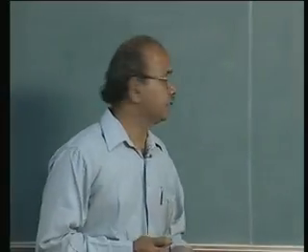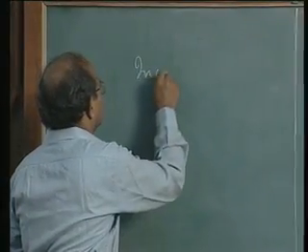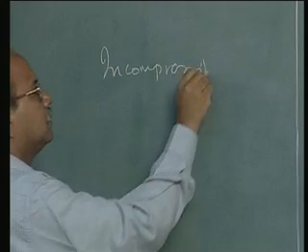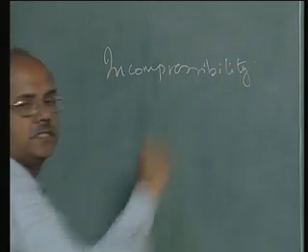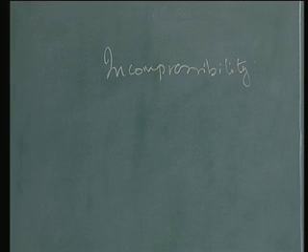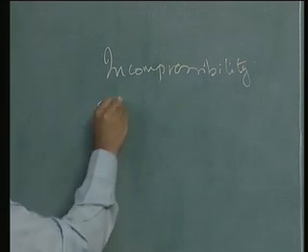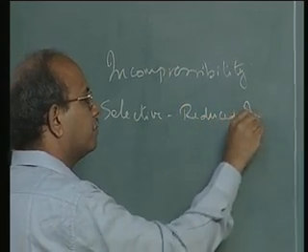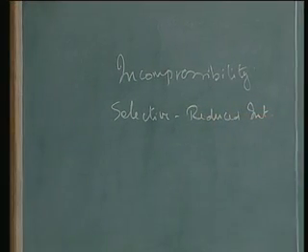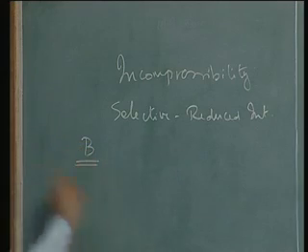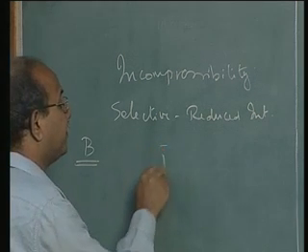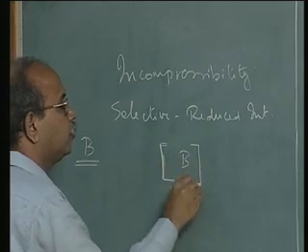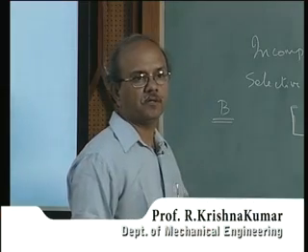In the last class, we were looking at how to deal with incompressibility. In that process, we saw that one of the things that we can do is to do a selective reduced integration. One of the techniques we saw was to modify D, but the other technique which we saw was to modify B. So one of the comments at the end of the class which is very important is the way we write B. How do we write B? Because this also depends upon two things.